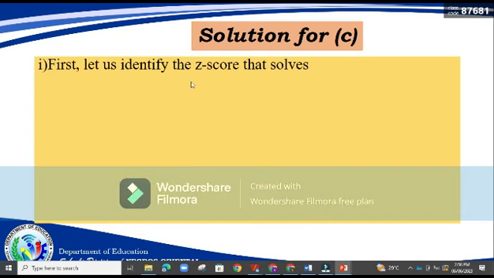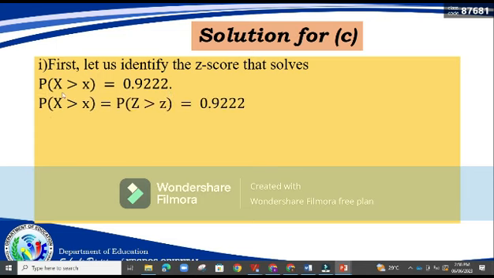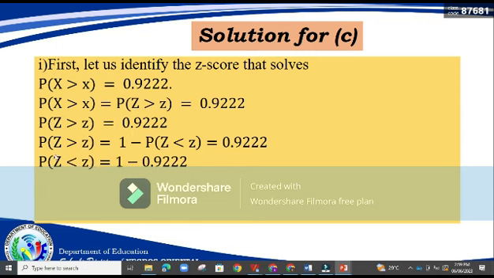First, let us identify the z-score that solves probability when x is greater than x is equal to 0.9222. Then the probability when x is greater than x is equal to the probability when z is greater than z is equal to 0.9222. Then you have probability when z is greater than z is equal to 1. Remember, this is greater than. So you have 1 minus the probability when z is less than z is equal to 0.9222.